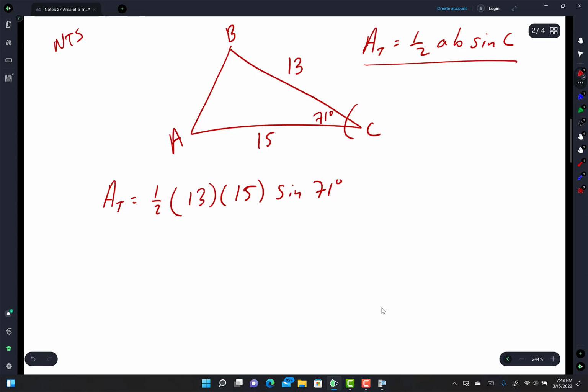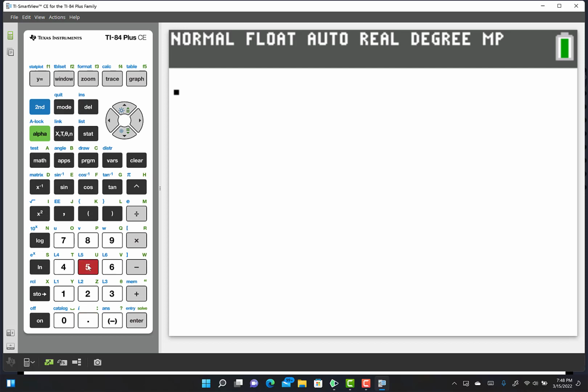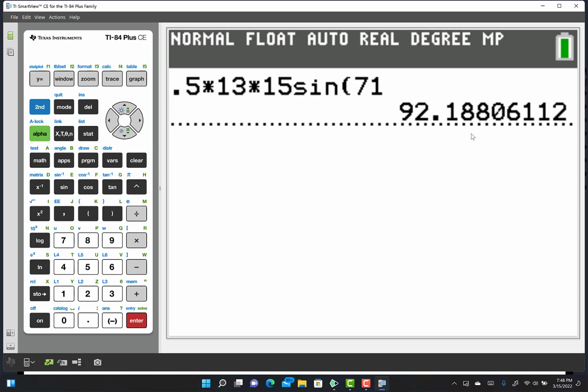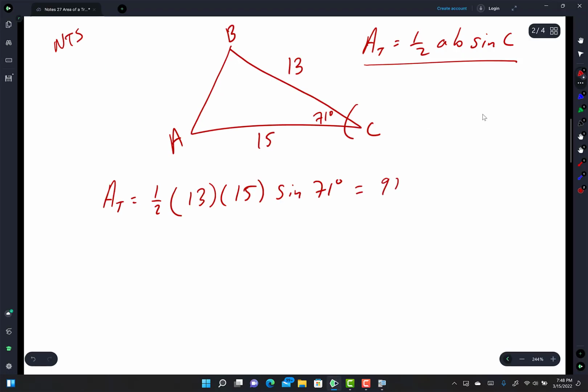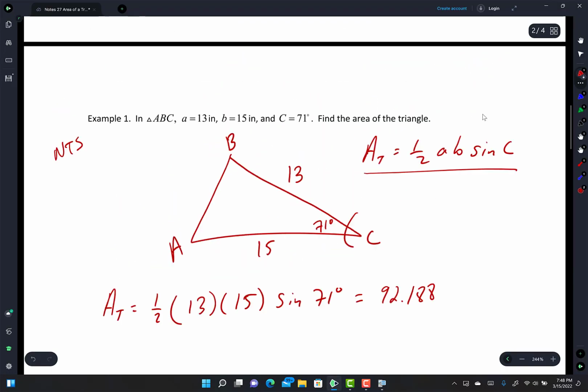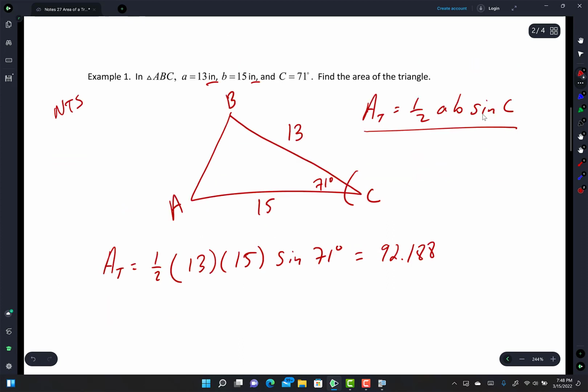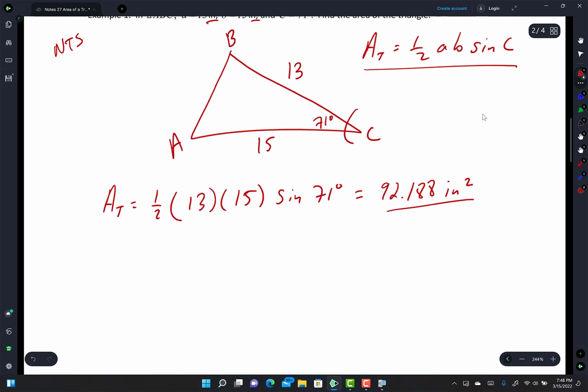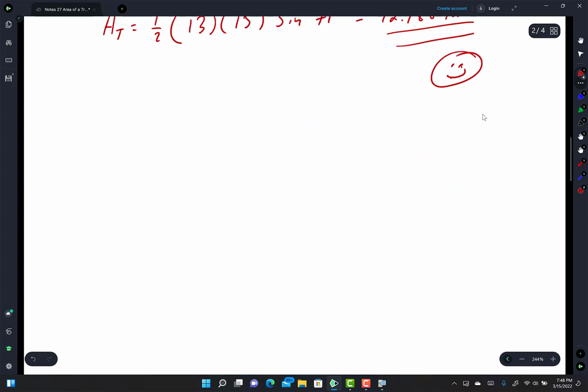1/2 times 13 times 15, sine 71. So let's type that in. I'm going to write 1/2 or 0.5 times 13 times 15 sine 71. I push enter, and there it is, guys. There's my area, 92.188, and I need units, square inches. So there it is. Yay. We did it. All right, guys, let's continue.